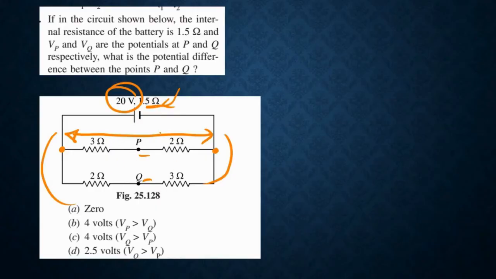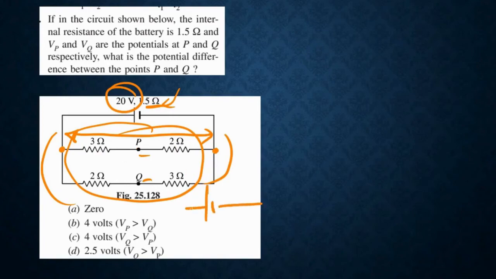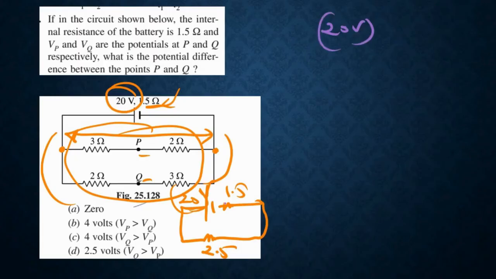So what I have to do is allocate the potentials for the 1.5 ohms. I'm going to get the equivalent of these: 3 and 2 in parallel, 3 times 2 over 5, so that's 2.5. Then the circuit would be something like this: 2.5 here and we have 1.5 here and we have 20 volt, right? So let's apply the ratio method.